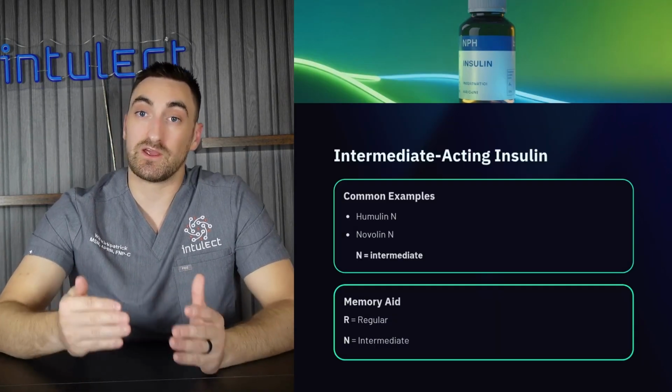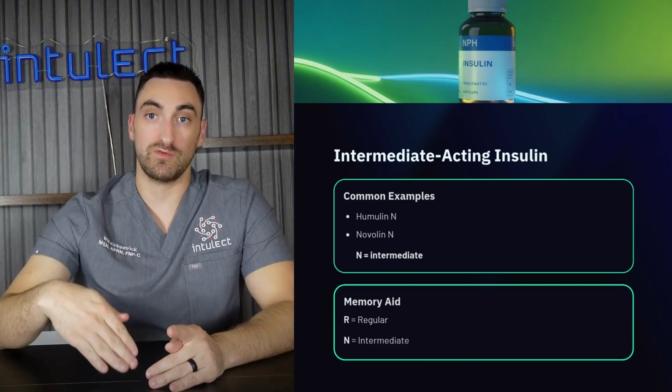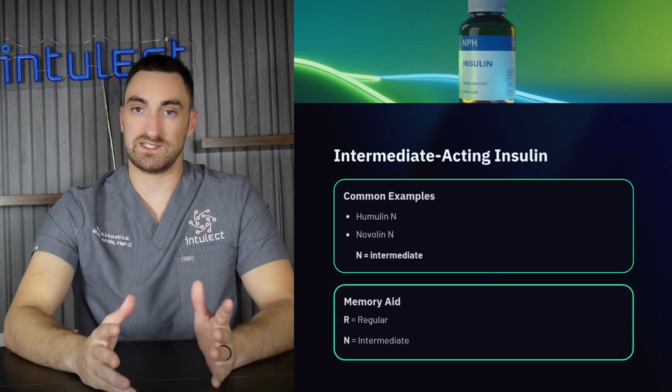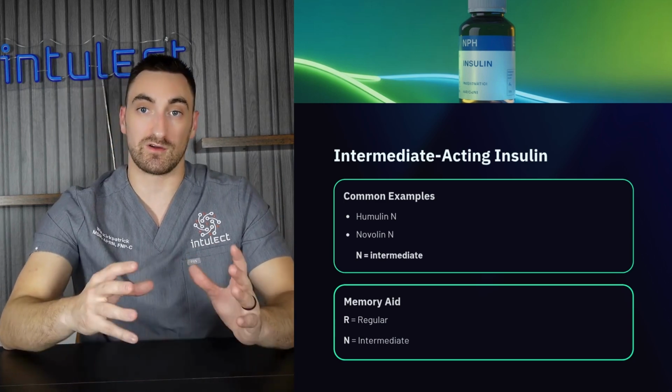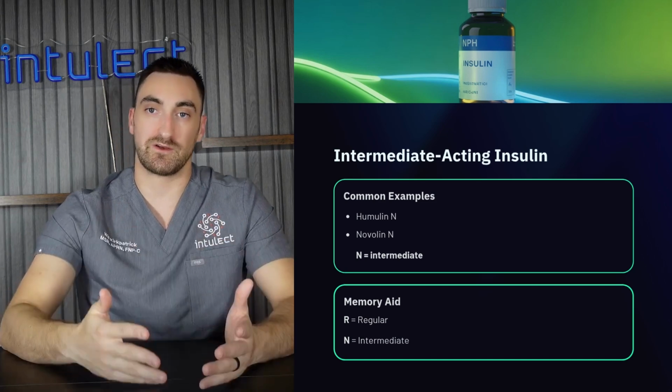Now getting into your intermediate acting insulin. So this would be your Humulin N or Novolin N. N meaning your intermediate. So that would be an easy way to remember. If you have Humulin R or Novolin R, R stands for regular. If you have a Novolin N or a Humulin N, that is your intermediate acting.